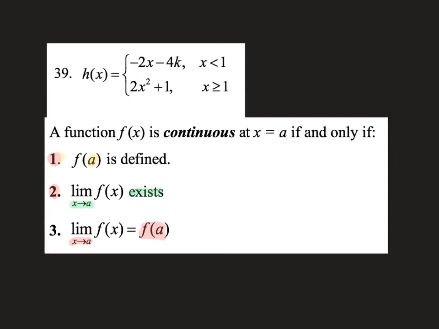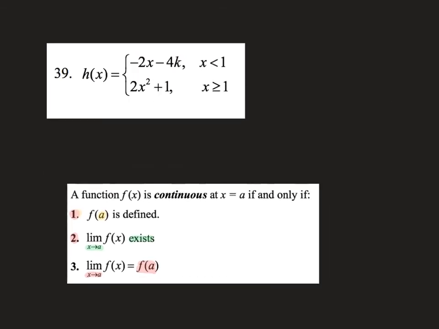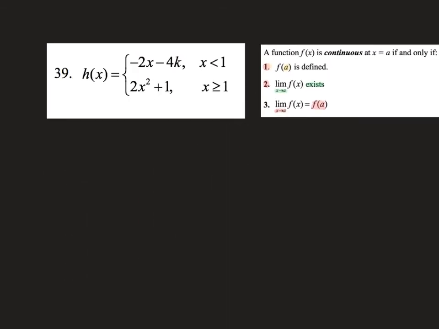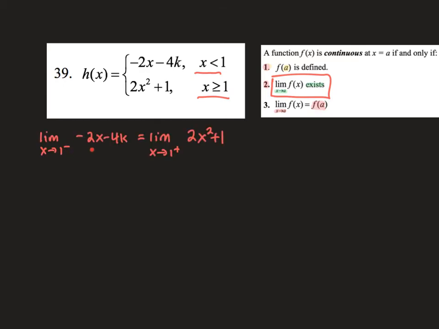So when I look at question number 39, I can see that step 1 holds. F is defined at my x equals 1. Step 2 is where all the work is going to show up for us on this one. So I need to ensure that the limit as x approaches a of f of x exists. The value that it looks like I'm heading for from the left side and the right side need to equal one another. So my limit value from the left has to equal my limit value from the right.